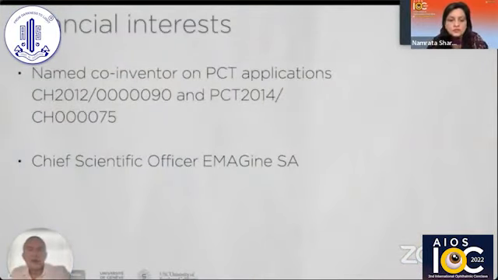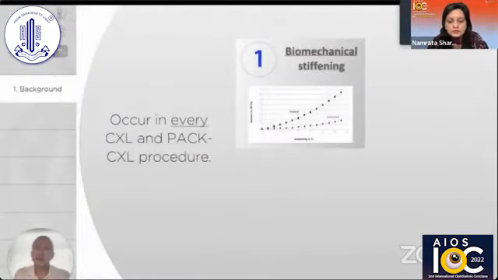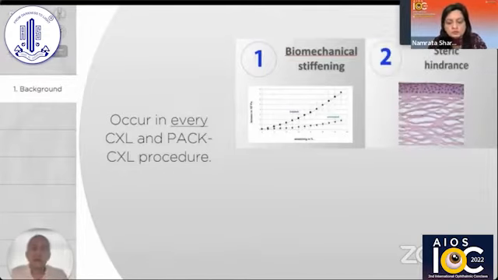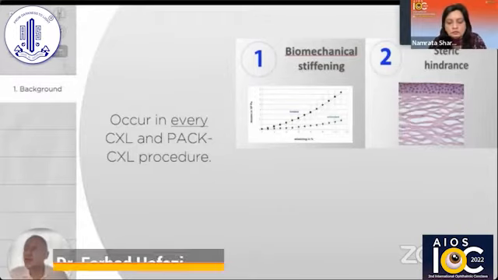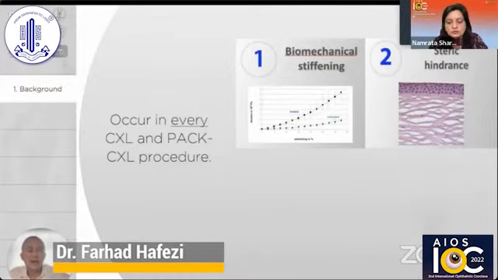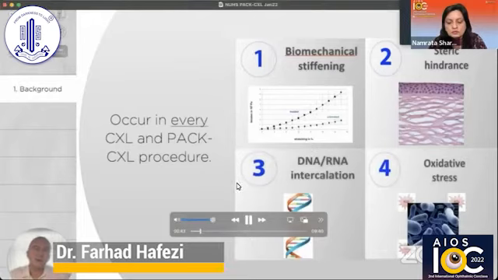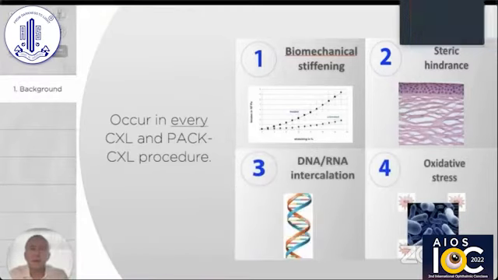Now, looking at the background, please remember that whenever you speak about cross-linking or PACK cross-linking, in fact, the two methods only differ by name. The underlying mechanisms are always happening, which are not only biomechanical stiffening, but also steric hindrance, so increased resistance against digestion, and killing of anything that lives on the cornea and within the cornea by these two different mechanisms: DNA, RNA intercalation, and oxidative stress.